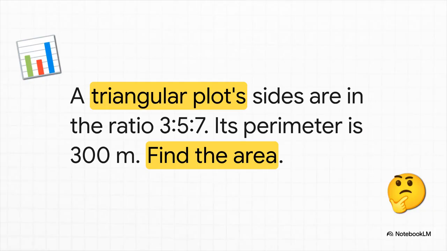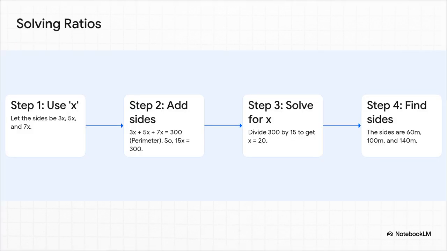Get ready, because here's another type of question that the exam setters absolutely love: ratio problems. In these questions, they don't give you the sides directly. Instead, they'll say the sides are in a ratio, something like 3:5:7, and they give you the total perimeter. Now, don't get scared when you see this. It's actually very, very easy. Just follow these simple steps.